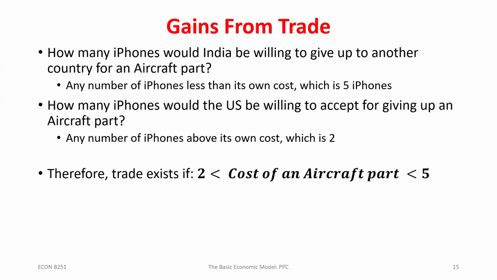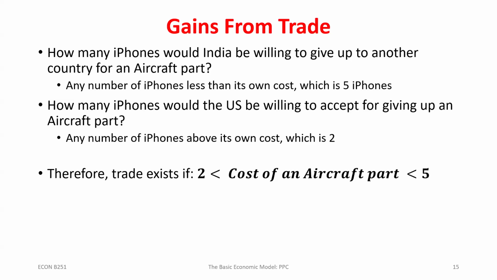If I know the cost of the x-axis good, the cost of the other good would be 1 over that, right? So this would be what? 0.5 aircraft parts. So to get one more iPhone, I'm giving up half an aircraft part. And we said for India, that would be 1/5 or 0.2. So the terms of trade for one iPhone is going to be above whatever country had the lowest cost. Now that's India. Their cost was 0.2 aircraft parts. And below the US's cost, which was the highest cost, 0.5 aircraft parts.